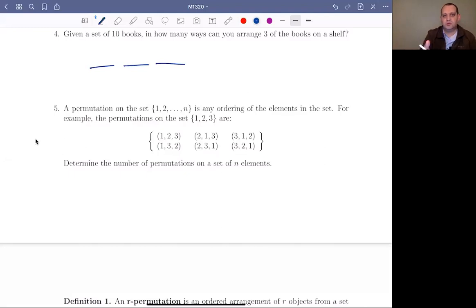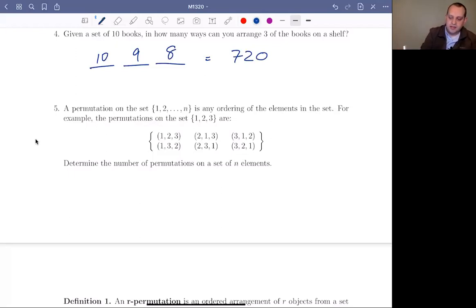And how many choices do we have for the first book? We have 10 choices. And how many choices do we have for the second book? We have 9 choices. And how many for the third book? We have 8 choices. So altogether, this is 10 times 9 times 8, or there's 720 different ways to do this. And there's another way that you can represent this quantity.